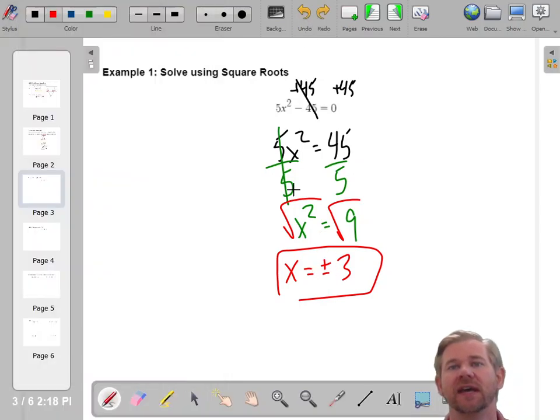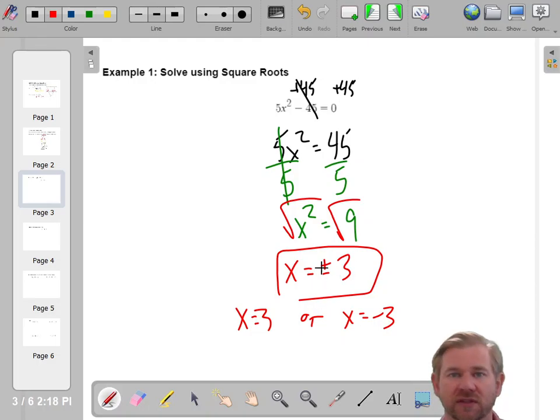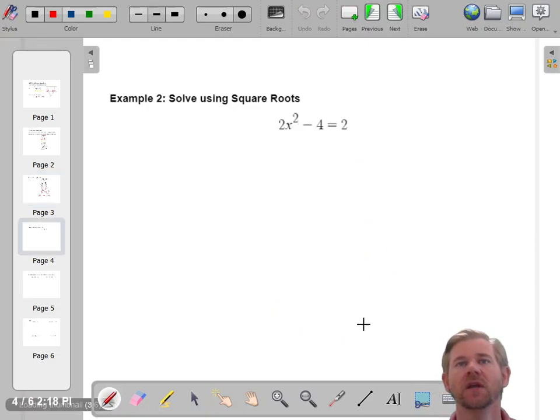That's the symbol we use to say x equals 3 or x equals negative 3. Obviously, it can't be both at the same time. It's either 3 or negative 3. This is just a shortcut. So this one, we'll do one more that's pretty straightforward, and then we'll do some that are a little trickier.